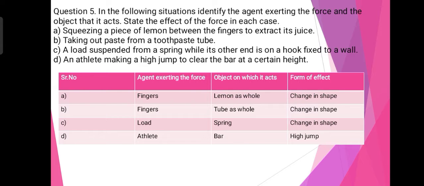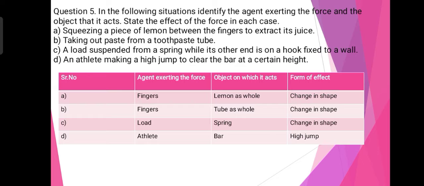The answer is A. Squeezing a piece of lemon between the fingers to extract its juice. Agent exerting the force is fingers. Object on which it acts, lemon as whole. Form of effect, change in shape. B. Taking out paste from a toothpaste tube. Agent exerting the force, fingers. Object on which it acts, tube as whole. Form of effect, change in shape.